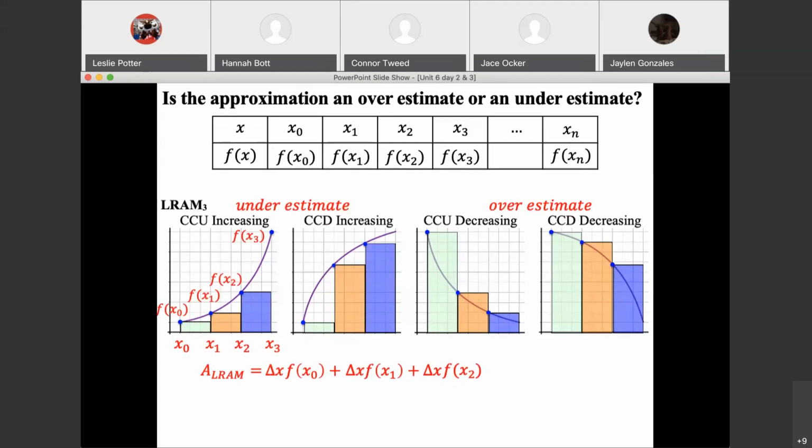What's important in your notes is to get the stuff in red on the graph and get the summation. The table is just supplemental; all the information is on the graph. The first rectangle has a width of delta x and a height of f of x sub 0. The next rectangle, the orange one, has delta x and f of x sub 1, and delta x and f of x sub 2 is the last rectangle. That's true for any LRAM. What we don't use is that last point.